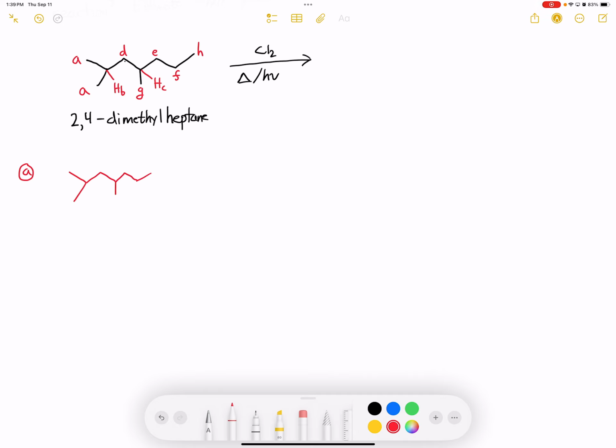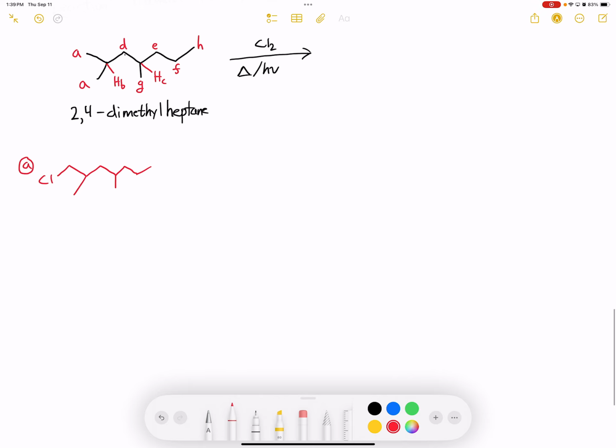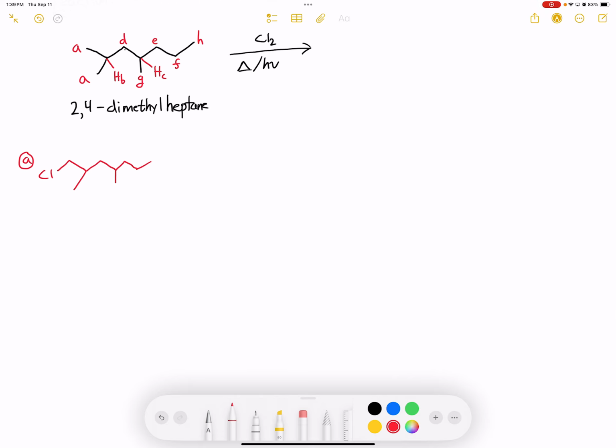All right, we got the methyl there. Now, one of these is going to bear the chlorine atom because I replaced that hydrogen with chlorine. That's monochlorination, right? So let's do some practice here. Let's name this compound. Is it still a heptane?